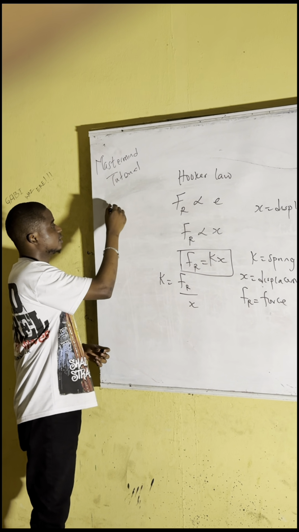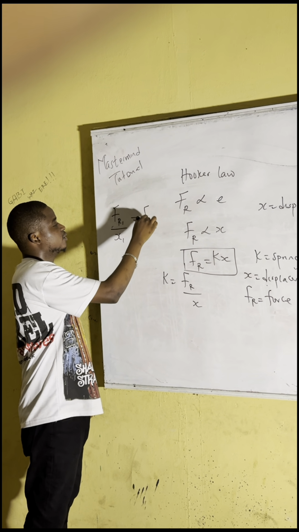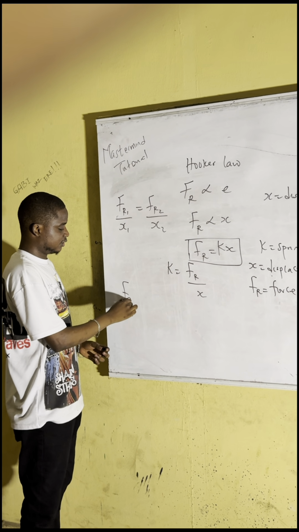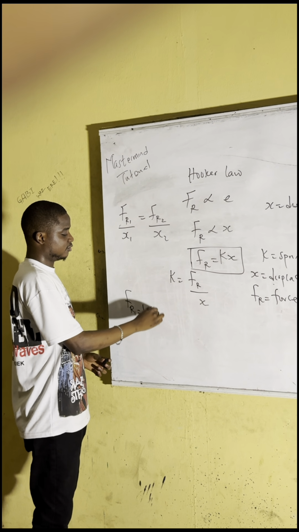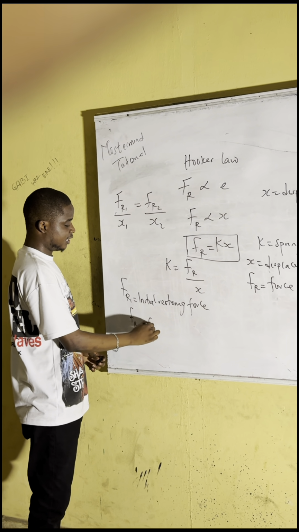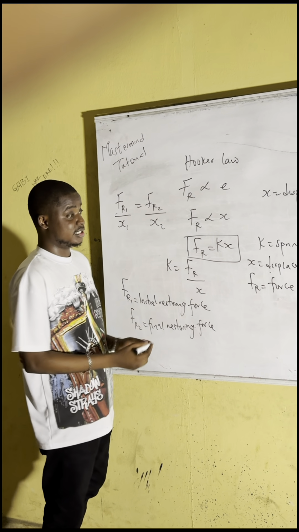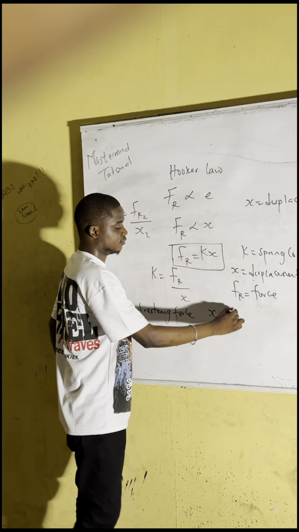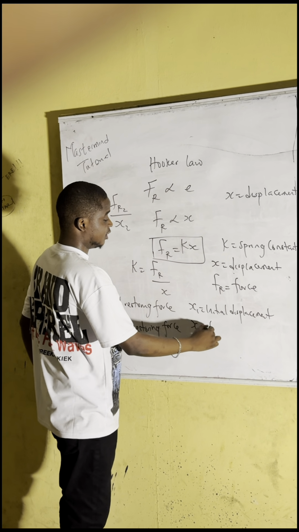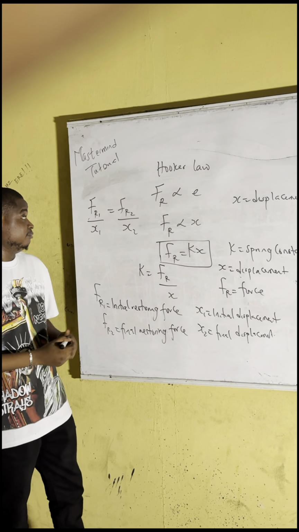I'll write it up here, that the initial restoring force over the initial displacement is equal to the final restoring force over the final displacement, where FR1 means initial restoring force and FR2 means final restoring force, and X1 here means initial displacement, and X2 here means the final displacement. So that's about the basic idea.